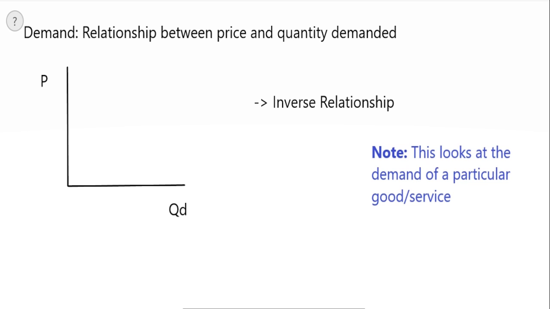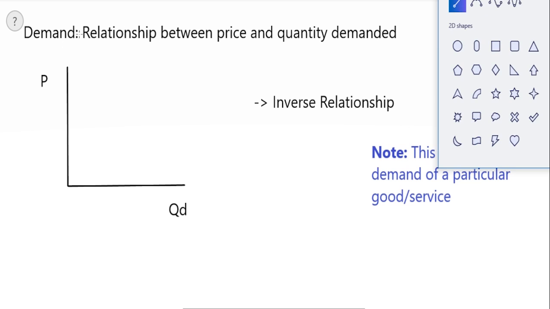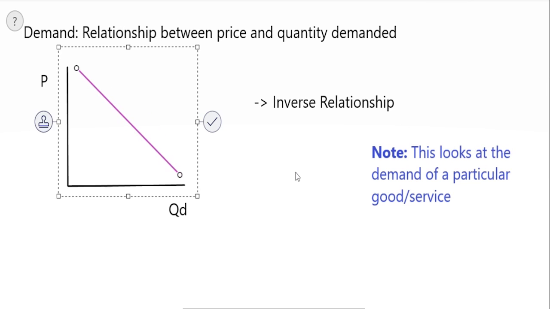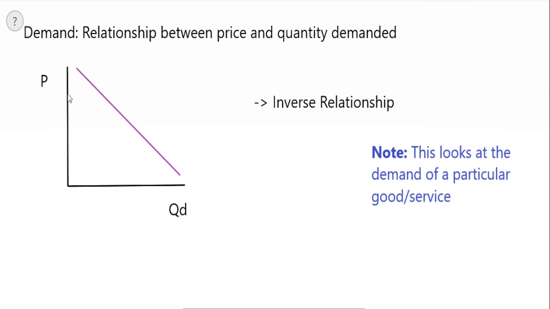So this is demand in economics, and it is the relationship between price and quantity demanded. Understand that because of the law of demand, price and quantity are inversely related. This means that our graph will look just like this. Essentially, as price increases, your quantity decreases, but as price decreases, your quantity is going to increase. That is what an inverse relationship is.